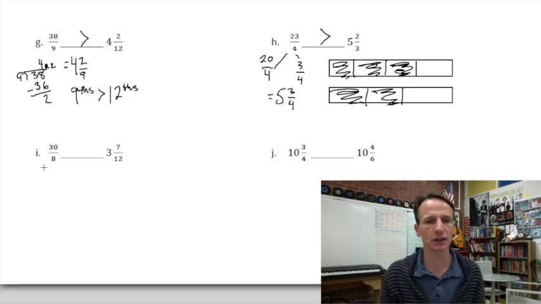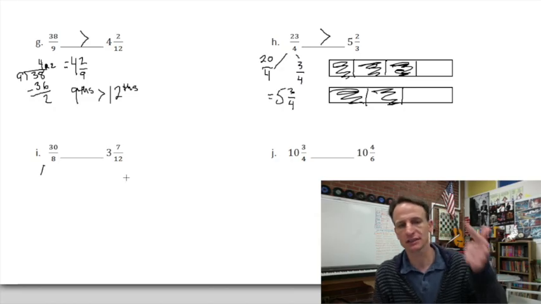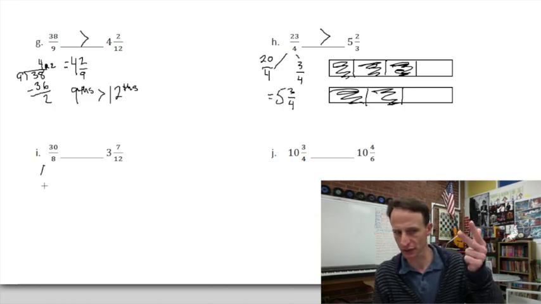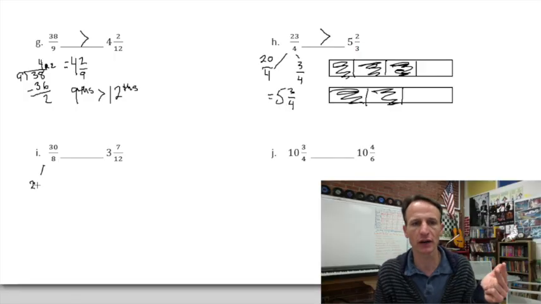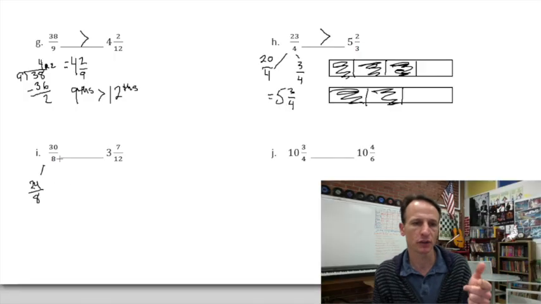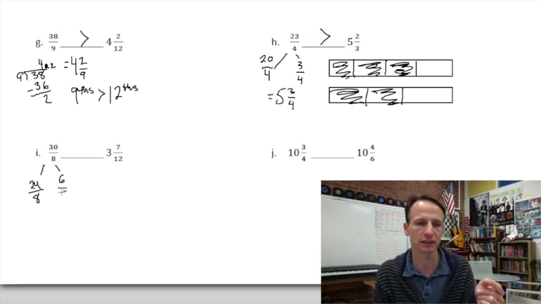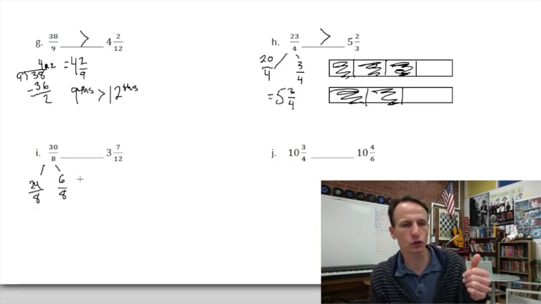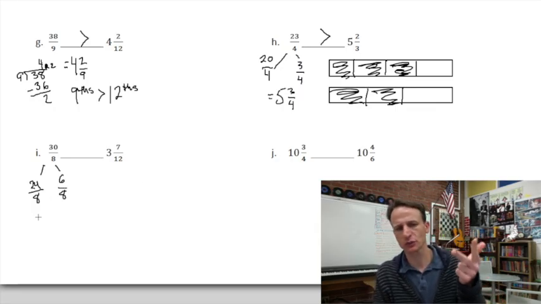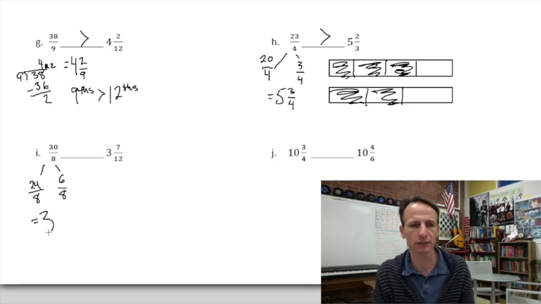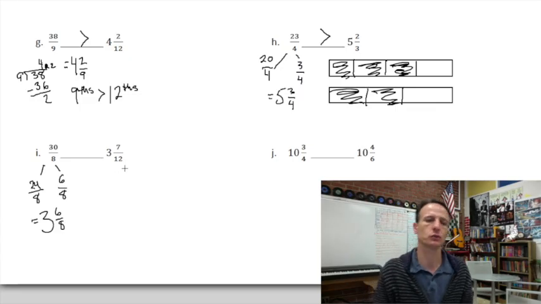Same dealio here. We'll decompose this. We'll do it the Eureka way. So 8, 16, 24. Can't go to 32. So I could pull out, decompose 24/8, which leaves how many? Another 6/8. So 24/8 is 8, 16, 24. That's equal to 3 wholes with the 6/8. Now I'm comparing that to 3 7/12.